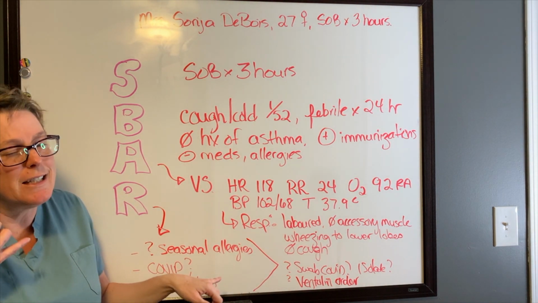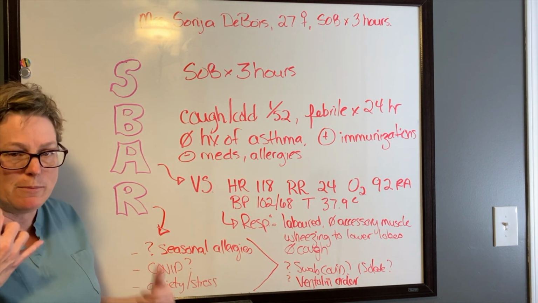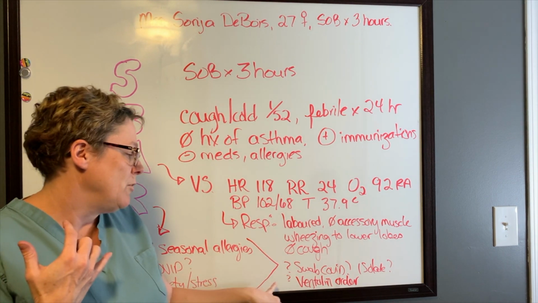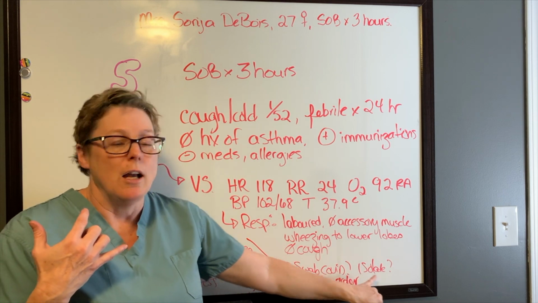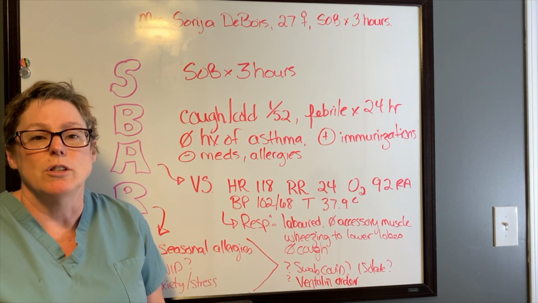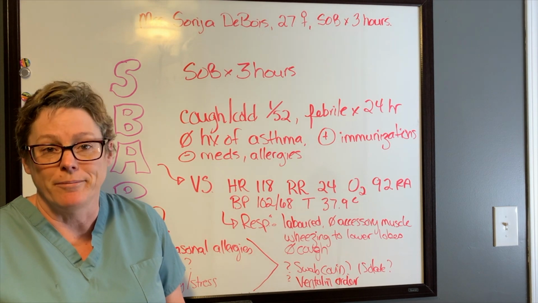I'm not sure if this is seasonal allergies, and I'm wondering if she's been either exposed to COVID or she's really stressed about that. So I'm wondering if you would like us to swab her for COVID, isolate her, or maybe we can try a Ventolin order to see if that helps reduce her shortness of breath.